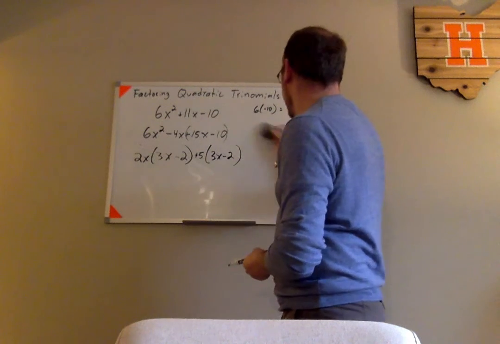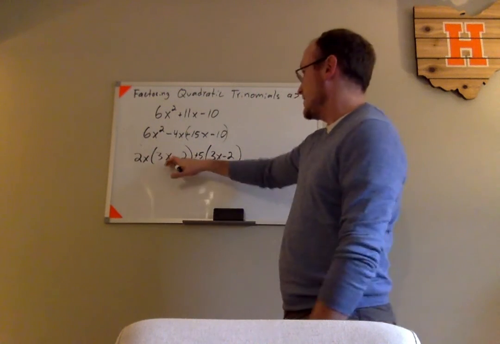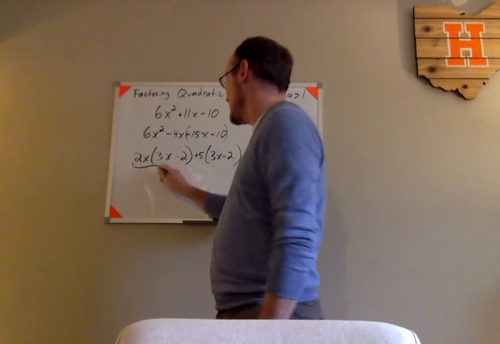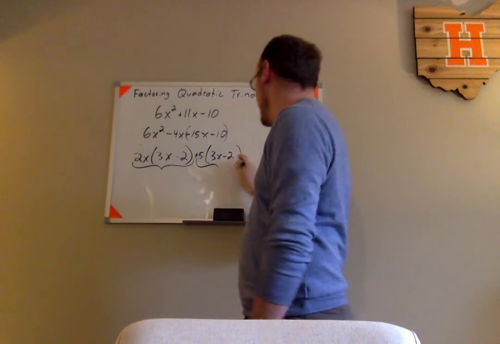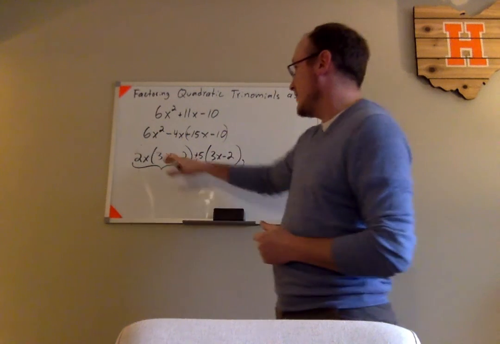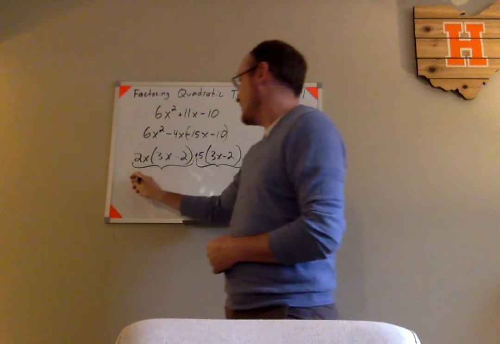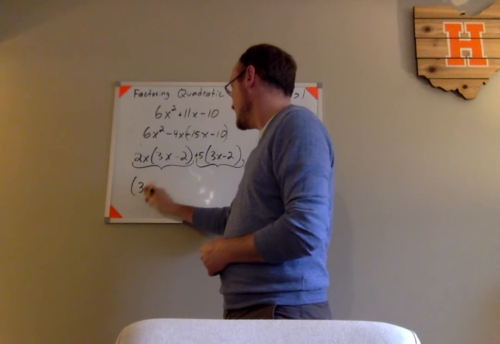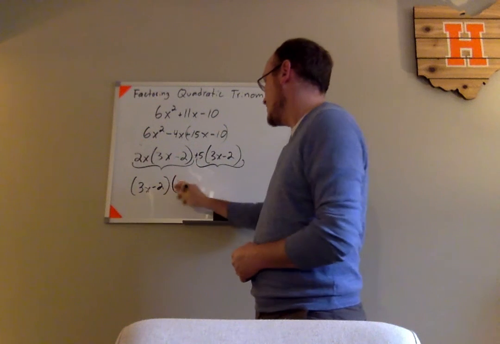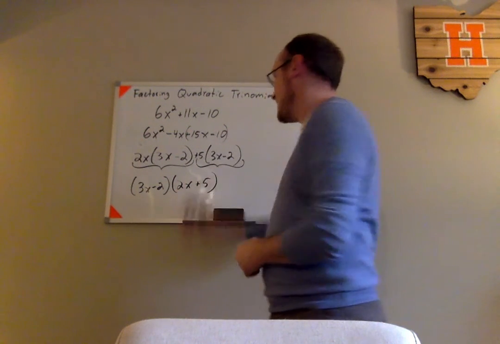Get rid of this over here. I don't need that any longer. And you can see my two sets of parentheses match. Since those match, it's like I'm visualizing this as one term and this as one term. What do those two terms have in common? Well, they have this quantity 3x minus 2 in common. So I will factor that out front. And then left over from this term would be the 2x, and left over from this term would be the plus 5.